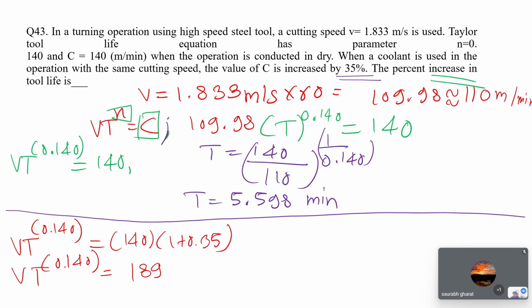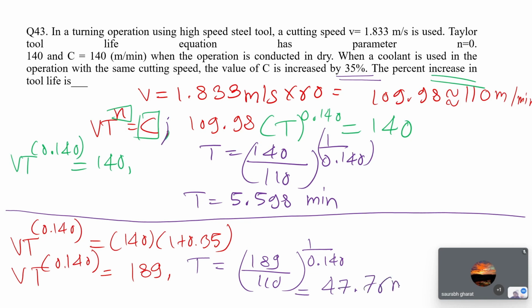Okay. So again you need to find out the T. So what is T here? Just fast process 189 by 110 divided by your, everything is same. Okay, so just your C exchange. So in this case, what is your T you will get? So your T will be 47.76 minutes.